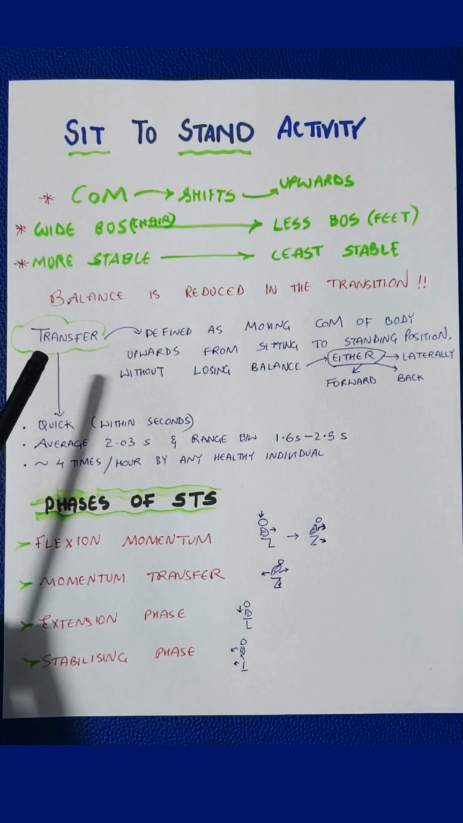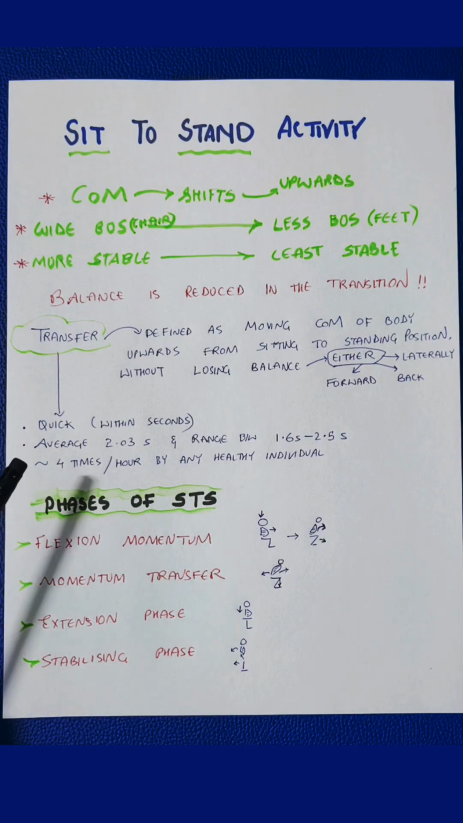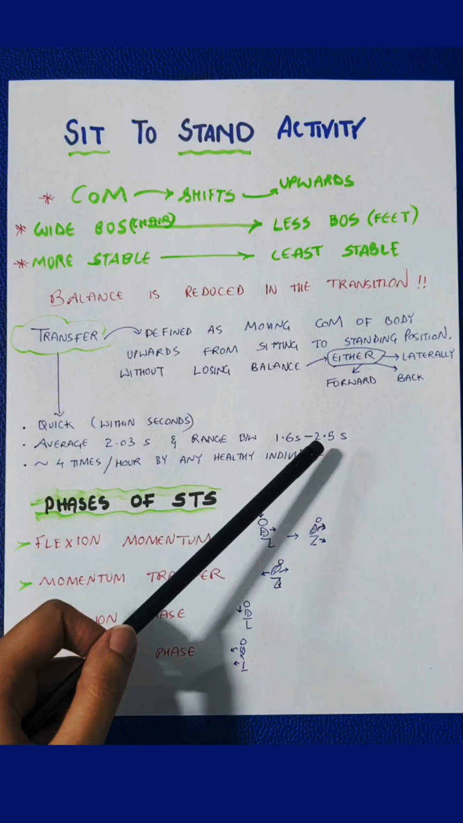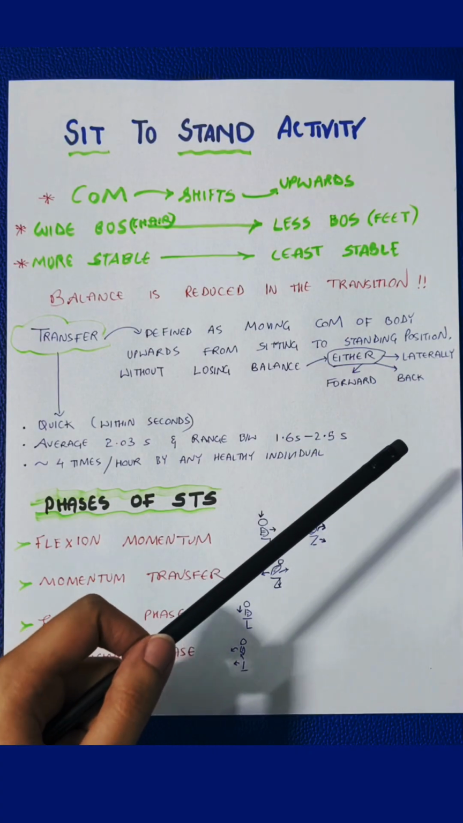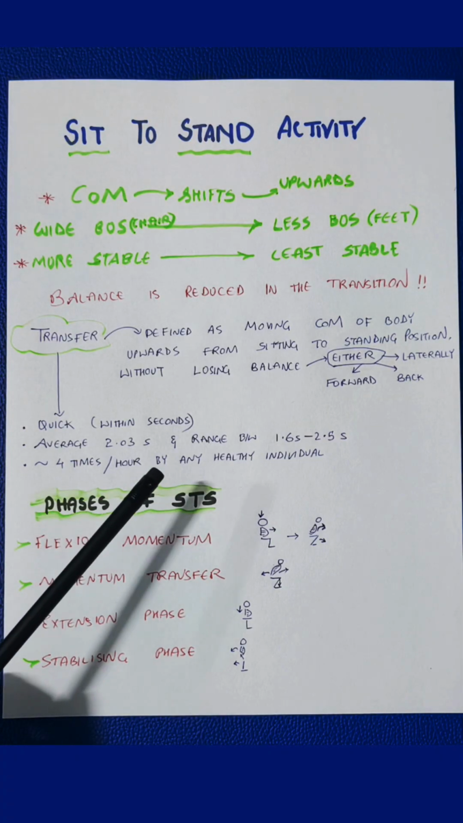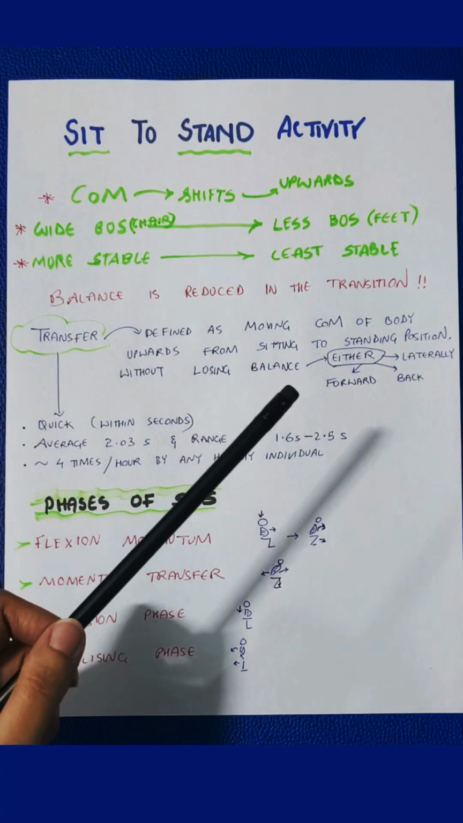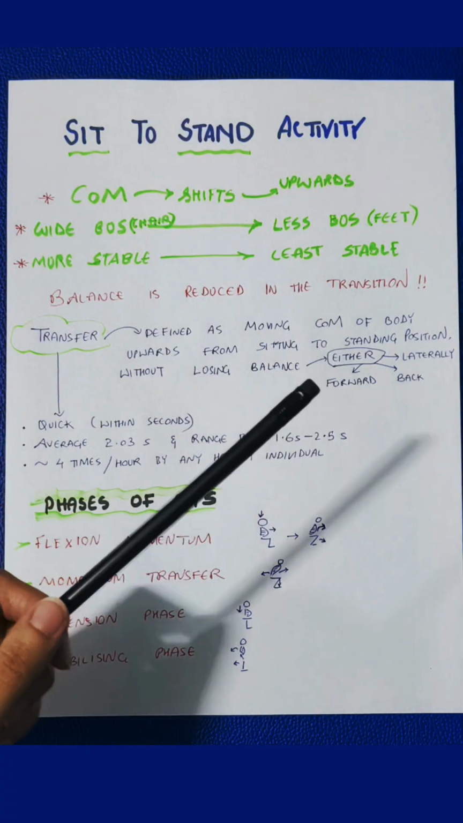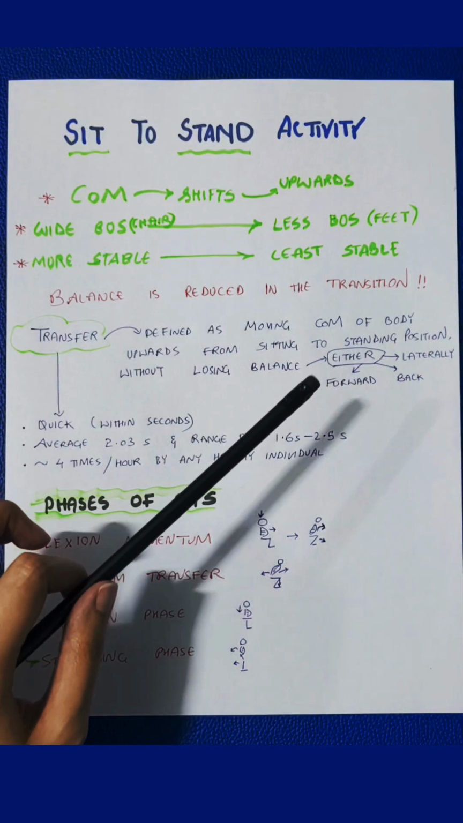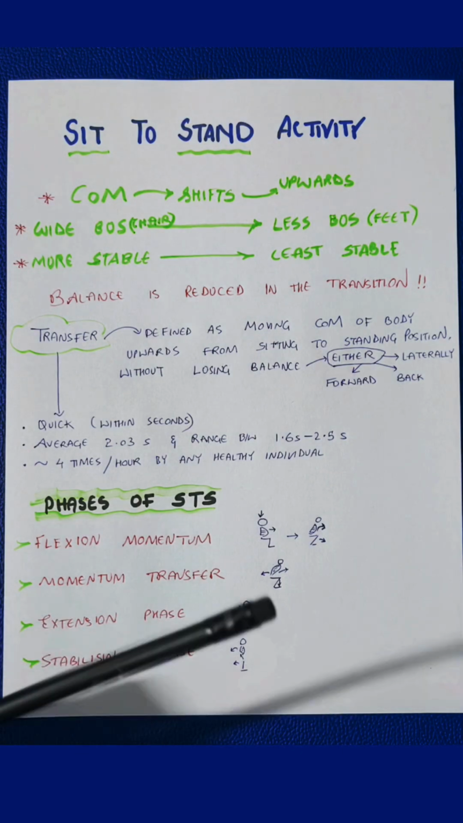So transfer, which happens within seconds, is a quick movement, averaging 2.03 seconds and ranging between 1.6 seconds to 2.5 seconds depending on the individual. Approximately 4 times per hour a person is performing a sit to stand activity. Now transfer is defined as moving the center of mass of the body upwards from sitting to standing position without losing the balance, either backward, forward or laterally, in a way without falling.